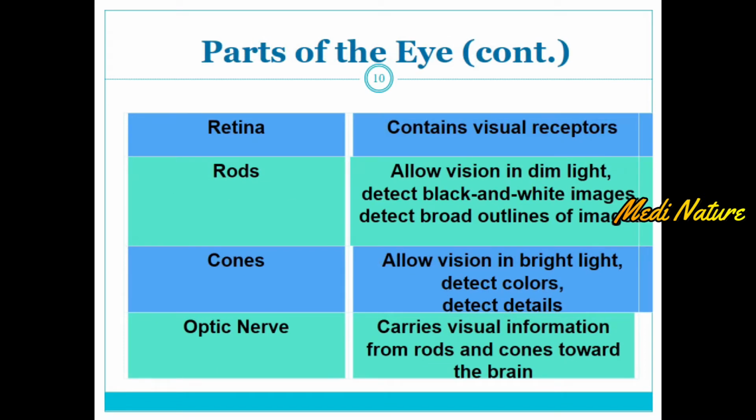The retina contains visual receptors. The rods allow vision in dim light and detect black and white images and broad outlines of images. And the cones are important for vision in bright light and detect colors in detail. The optic nerve is the nerve which carries visual information from rods and cones towards the brain in order to recognize the sight.